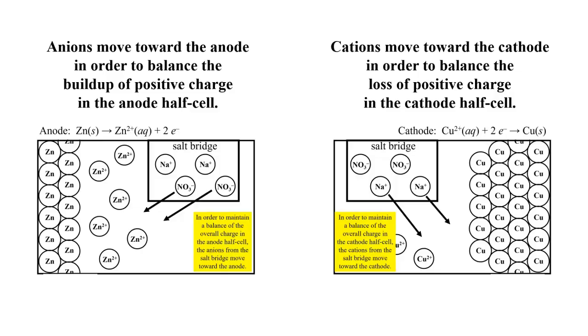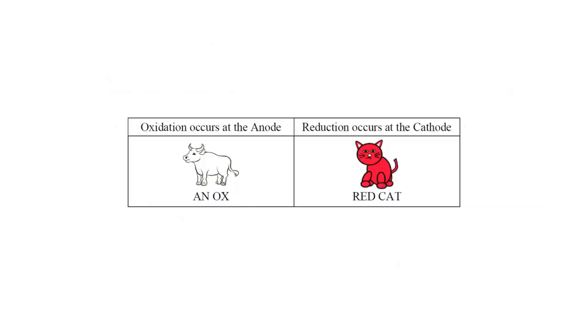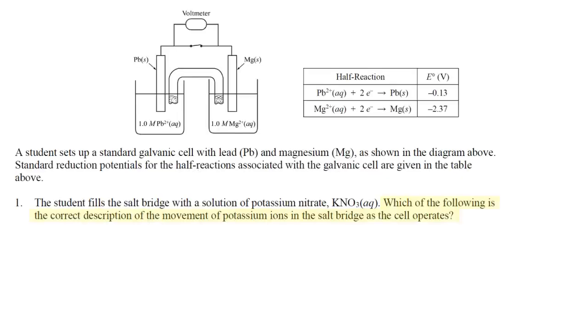Now, with respect to anions moving toward the anode and cations moving toward the cathode, remember that oxidation occurs at the anode and reduction occurs at the cathode, and on this slide, there's a simple mnemonic device to help you remember the site of oxidation and reduction. That phrase, an-ox and red cat, helps you remember that oxidation occurs at the anode and reduction occurs at the cathode. Now, back to question 1, we know that potassium nitrate contains positive ions and negative ions.